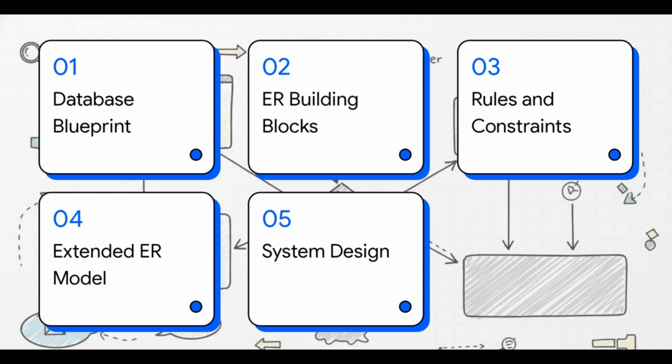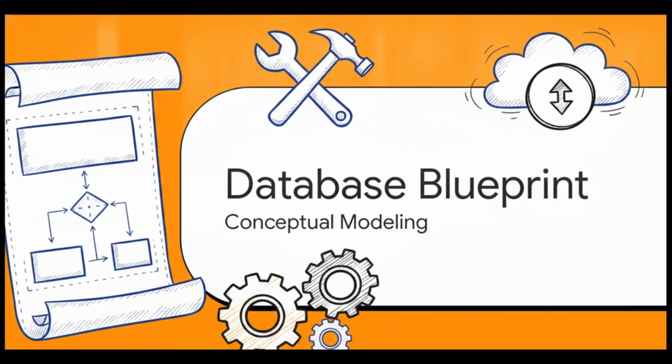Here's our roadmap for getting there. First, the blueprint of databases. Second, core ER building blocks. Third, enforcing rules and constraints. Fourth, the extended ER model. And finally, number 5, real-world system design. Let's kick things off with Section 1, the blueprint of databases.